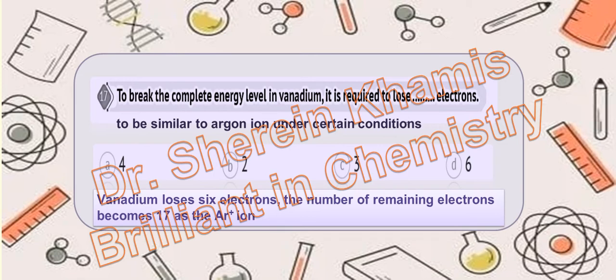Here, under certain conditions, we convert argon, an inert gas, to what? To argon ion, Ar+1. So it will lose 6 electrons, and the right answer will be letter D. Please try to read the sentence slowly, that we have argon ion, not argon gas. Okay, let's go to question 18.